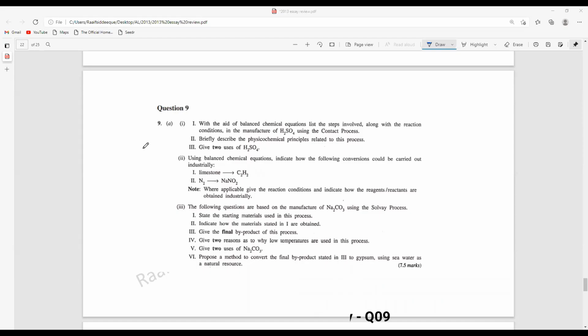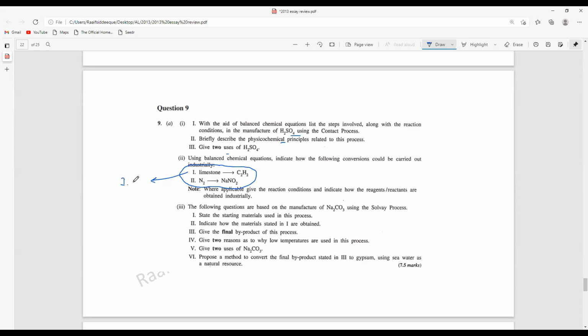Okay. So this question is based on actually several processes. Here you can see they are talking about sulfuric acid production and what are the principles we use and the uses, and the first time that they have given you an inorganic conversion.